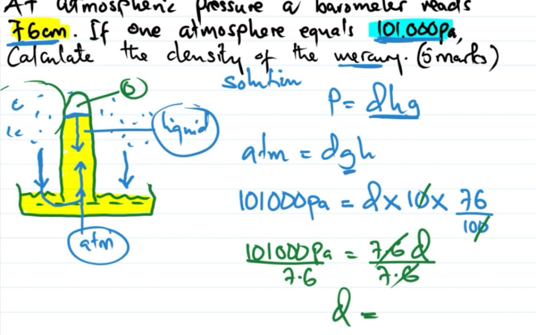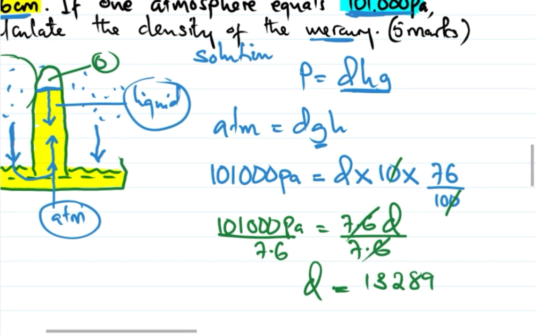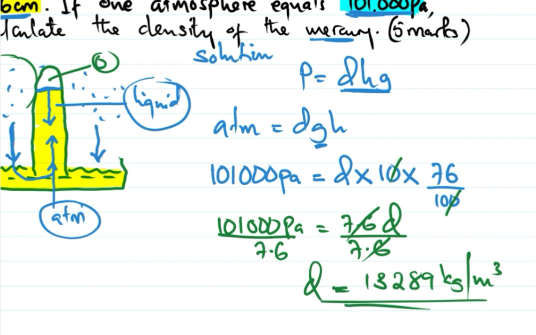The answer is 13,289.4. To no decimal places, that is 13,289 kgs per meter cubed. That's the density. That's how we're going to solve this.